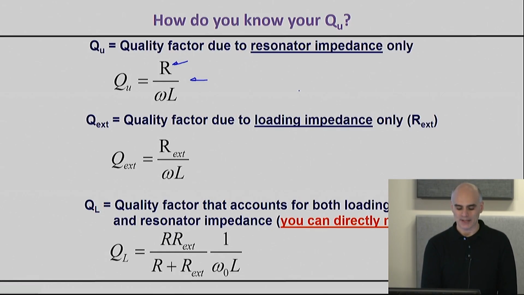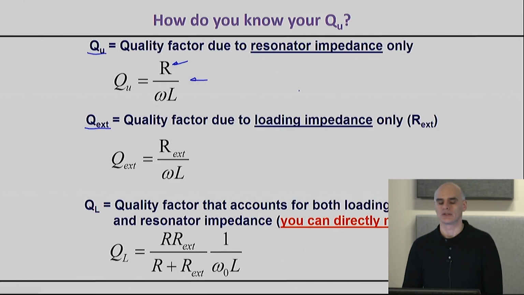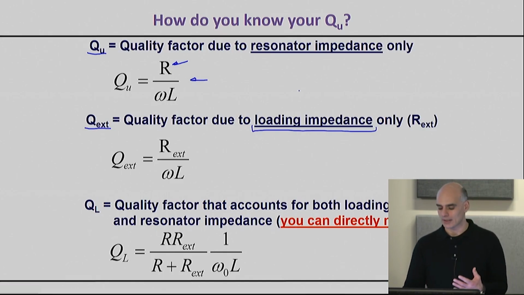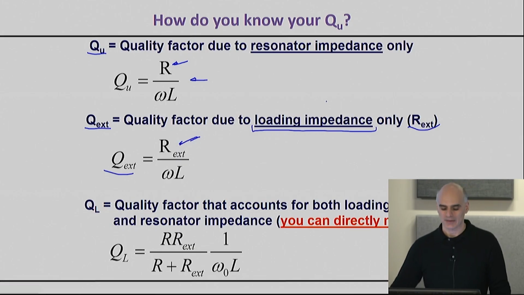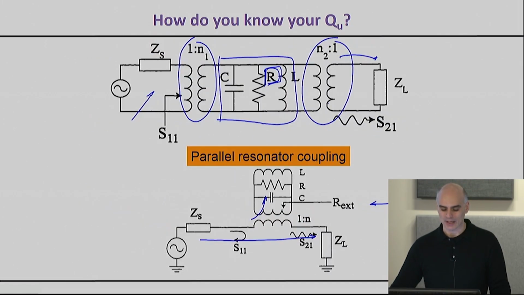Now, the second quality factor is the external quality factor, which is the quality factor that measures energy storage versus energy dissipation, but where the energy dissipation is caused by the loading impedance only, which, because it's external to the resonator, we call external resistance. That means my external quality factor is only due to the existence of the external resistance. That is the resistance, for example, that you will have right here by loading the resonator from the input and from the output.